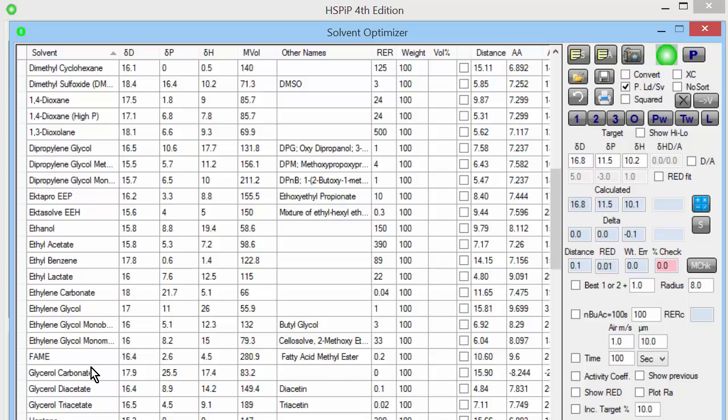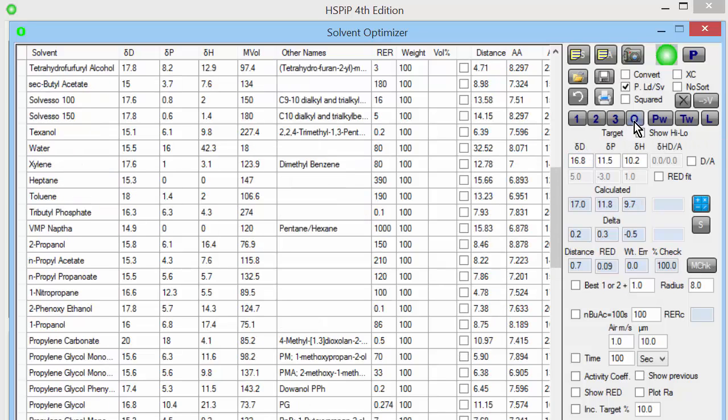Another interesting solvent is glycerol carbonate, which in principle is derived from just glycerol and carbon dioxide. What could be greener than that? It also is a useless solvent in comparison to dimethylacetamide, and its distance is 15.9. But suppose in desperation I say, I want to use these two solvents. Tell me what is the best blend, or at least the least worst blend for this. So I say optimize that blend.